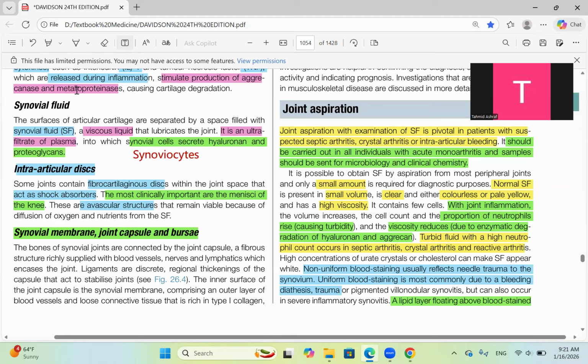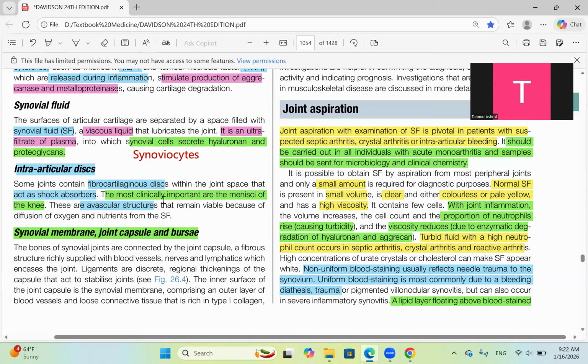So synovial cells are called synoviocytes, and from these synovial cells come the hyaluronan and the proteoglycans. That means the components of the matrix of articular cartilage. So, intra-articular disc. Not all joints, but some joints contain the intra-articular disc. These are fibrocartilaginous discs within the joint space that act as shock absorbers.